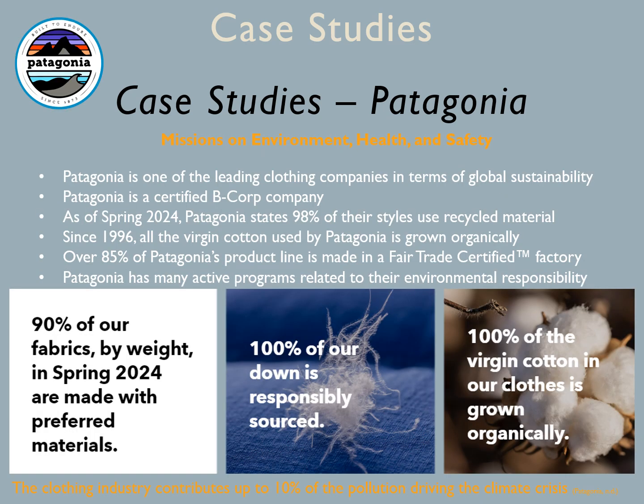Patagonia is one of the leading clothing companies in terms of global sustainability. They have made it their mission to promote sustainable practices to encourage the importance of protecting the environment and ensuring the health and safety impact on people and the environment. Patagonia is a certified B Corp company. To become a certified B Corp, a company must meet certain social and environmental responsibility standards with the goal to create value for the broader society versus just traditional shareholders.